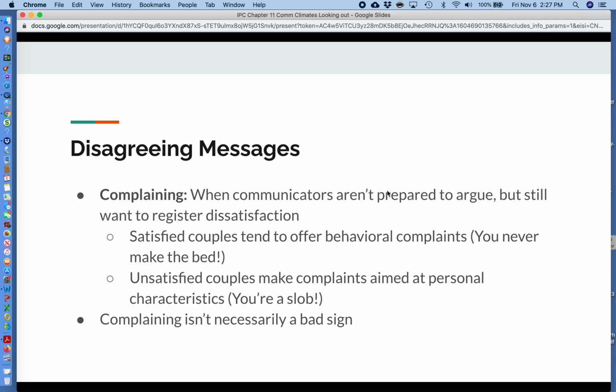Now, it's important to understand complaining in a relationship isn't necessarily a bad sign. It's something that people do. It's common in relationships. So just because you're complaining doesn't mean your relationship is headed the wrong way. However, the kind of complaining you do, again, behavioral complaints, are much healthier than personal complaints.